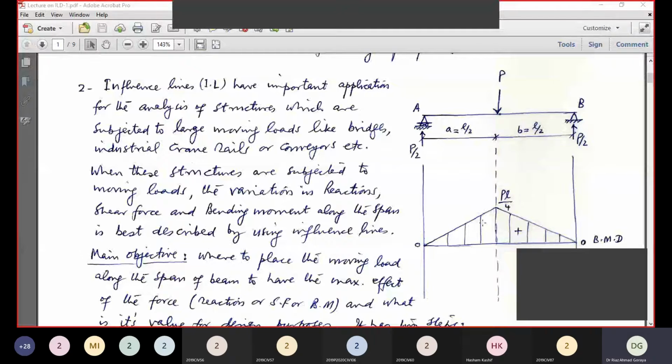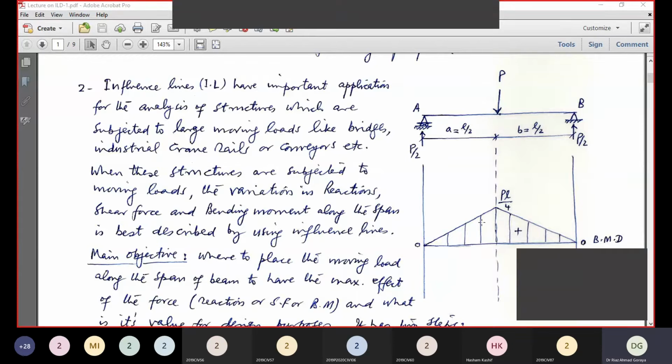Now with this little background, we start the influence line. These lines have important application for the analysis of structures which are subjected to large moving loads like bridges, industrial crane rails, conveyor belts, etc. When these structures are subjected to moving load, the variation in reactions, shear force, and bending moment along the span is best described by using influence lines.